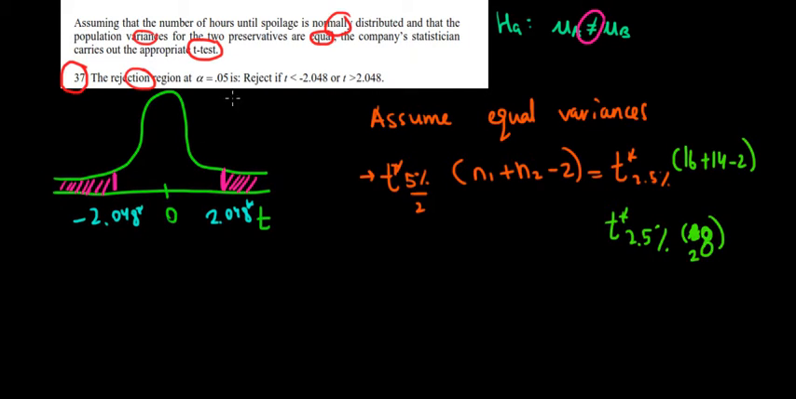So if we have a look at the answer key, they say that we would reject if t is less than minus 2.048, so it would be this area, which is true, or greater than 2.048, which would be the other shaded area. So indeed the answer is true, and that's it.